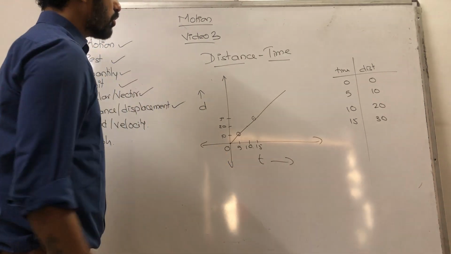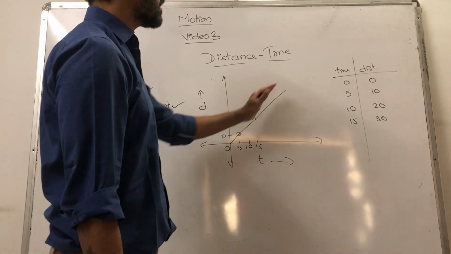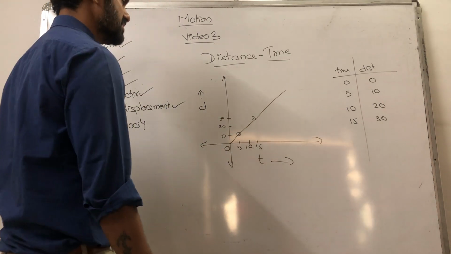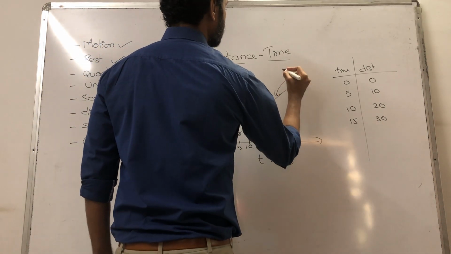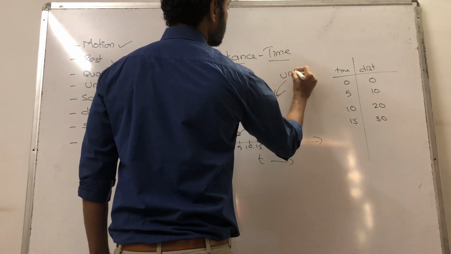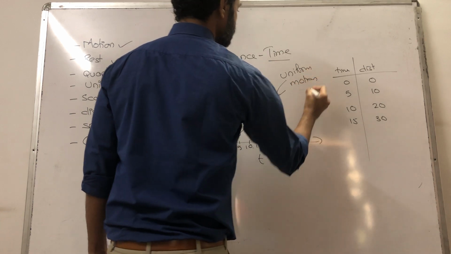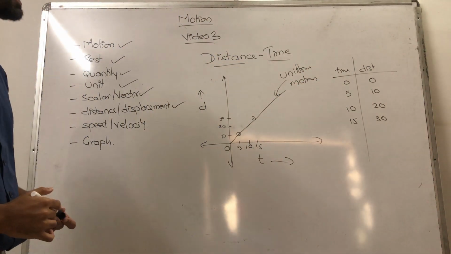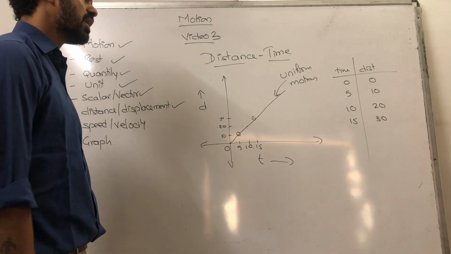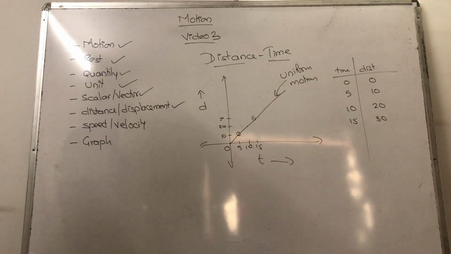So such a graph, wherein for a distance time graph you have a straight line inclined to the time axis, indicates that the motion is a uniform motion. Yes, this is distance time graph for uniform motion.